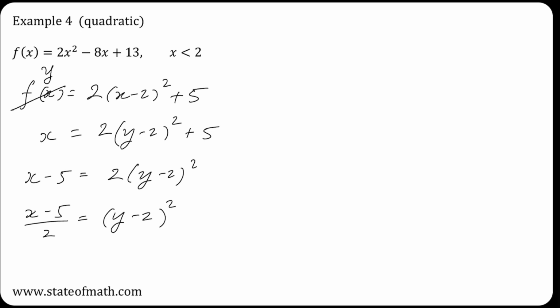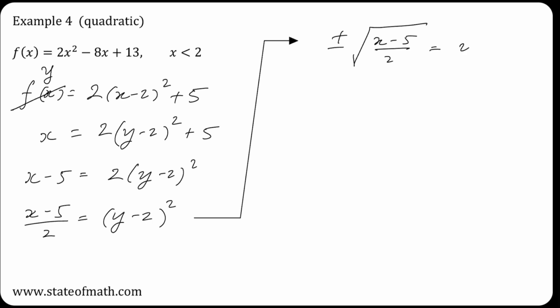Let's continue. Taking the square root will give me plus or minus the square root of x minus 5 over 2 equals y minus 2. So finally, if I take the minus 2 to the right, I'll get y equals 2 plus or minus the square root of x minus 5 over 2.